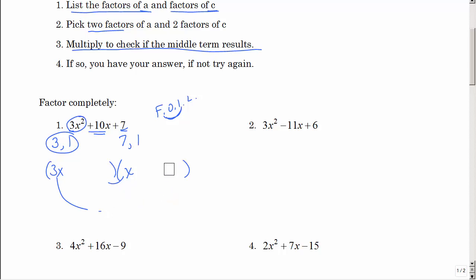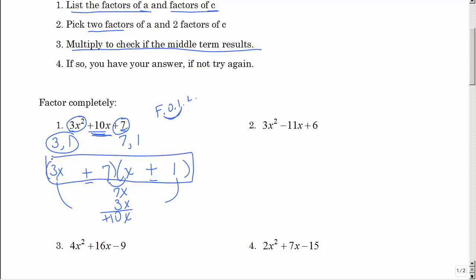So I know that that is not the right way to do it. So I'm going to erase and try again. So I'm going to put the 7 here and the 1 there. That's 7x, that's 3x, and if they're both positive, I get 10x, which is the middle term. I know a positive 7 times a positive 1 is a positive 7. If these are all positive, I get a positive 10, and that is my final answer. Not that hard.